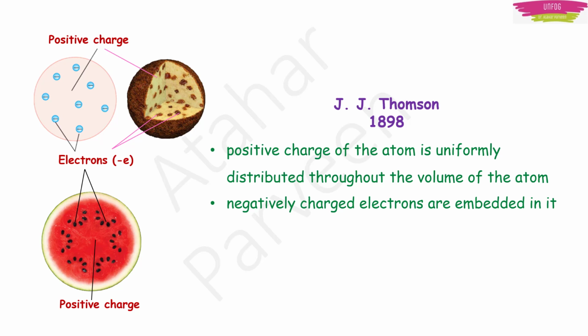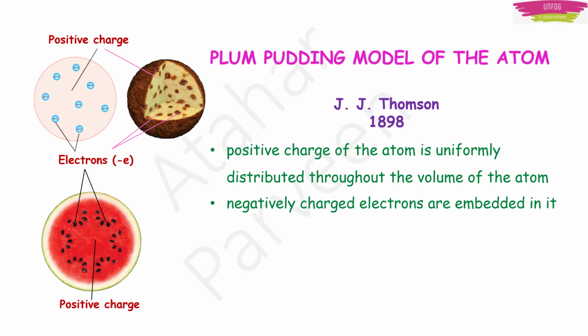You understand what he actually told, right? He told that those cherries or plums or seeds in the watermelon are electrons. The rest, the cake part or the red part in the watermelon, is the positively charged portion of the atom. This model was named after the popular dessert of that time, the plum pudding model. It was known popularly as the plum pudding model of the atom.